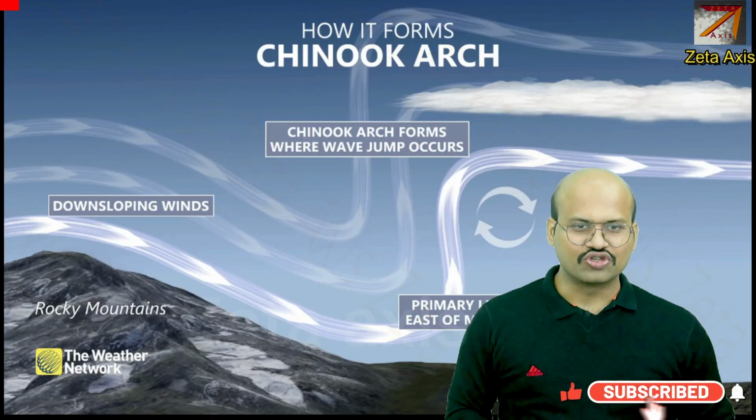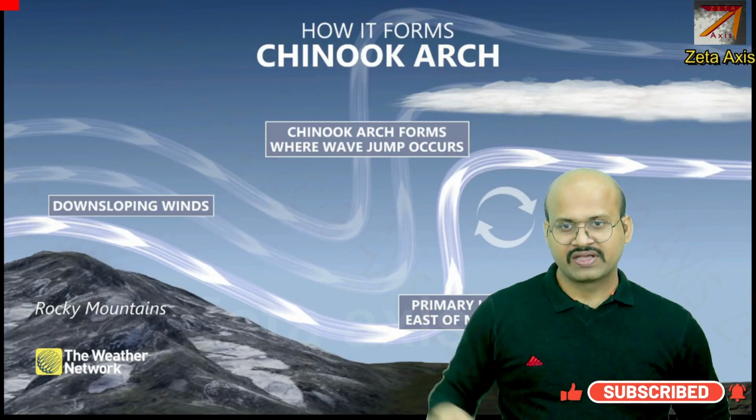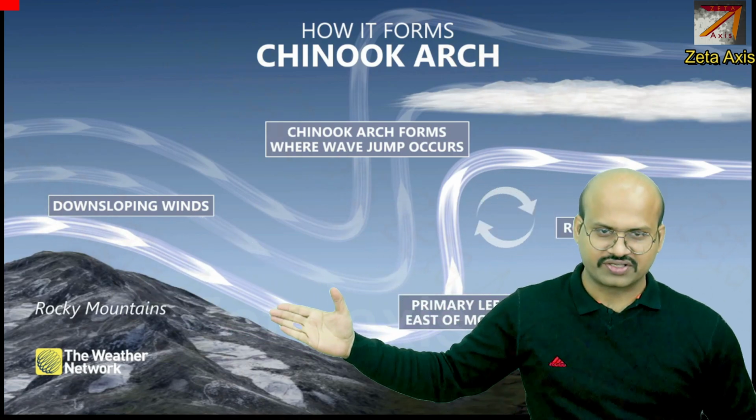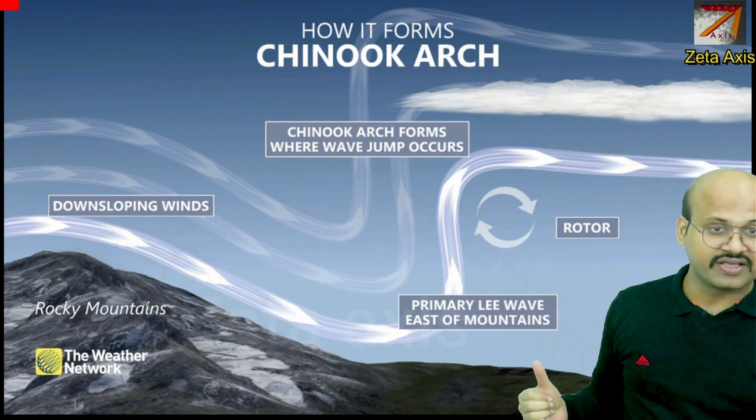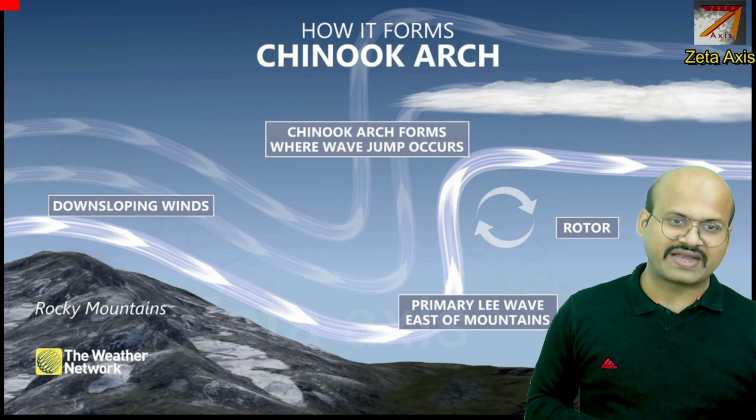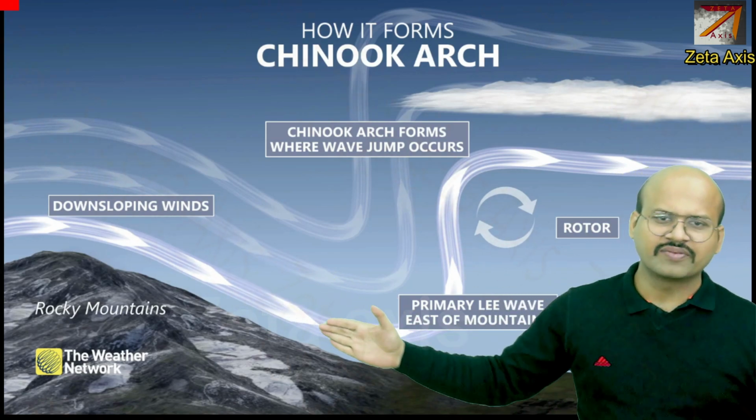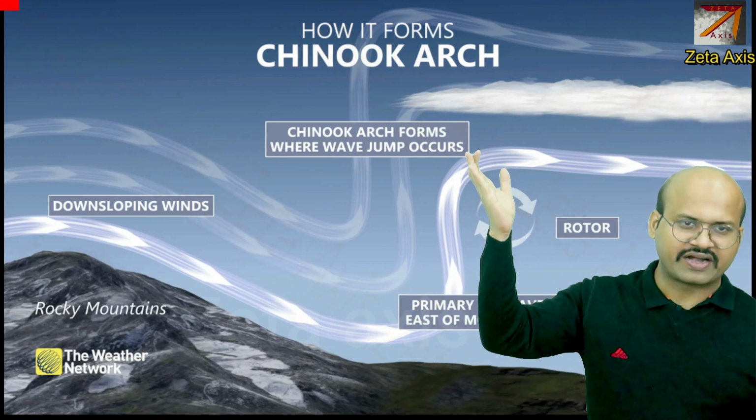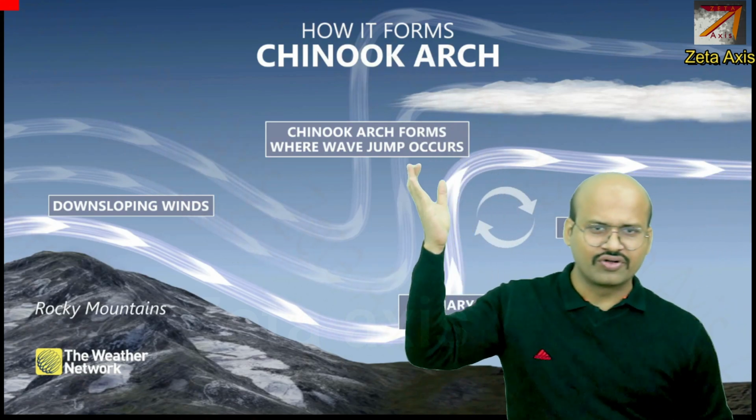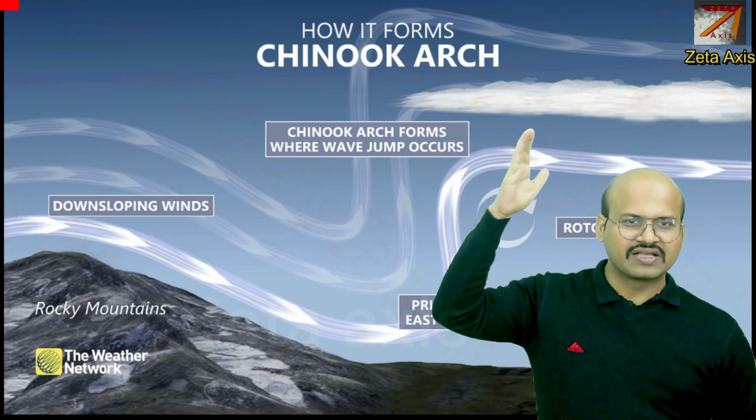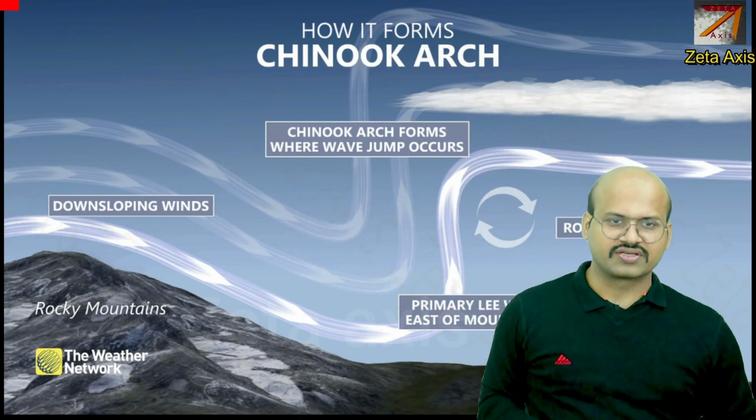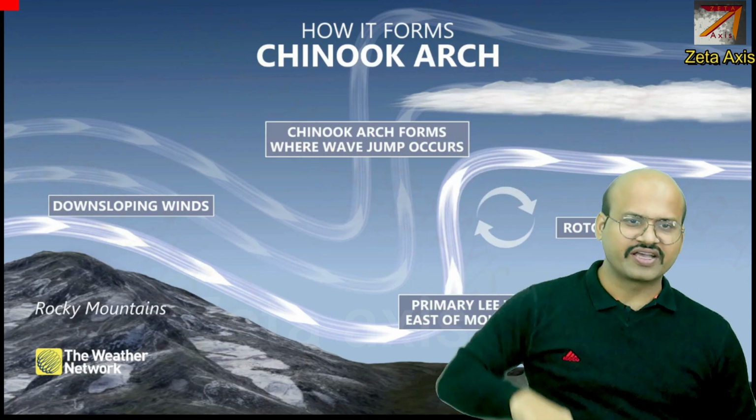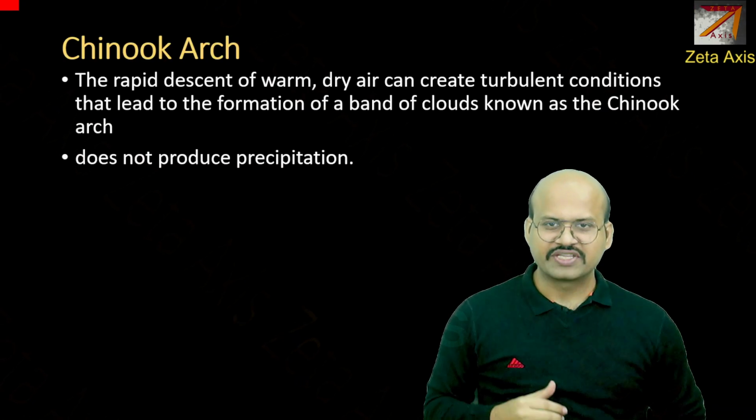Now here is how the Chinook cloud arcs are formed. The air descending from the Rocky Mountains is descending at a very high velocity. But here there is already some amount of air which is not moving at that velocity. So when the air comes over here, some eddies are created and the wind can be uplifted at a very high velocity. Therefore there is adiabatic cooling and we see this moisture. However, these are stratus clouds, that is they are higher clouds and they generally do not give any precipitation.